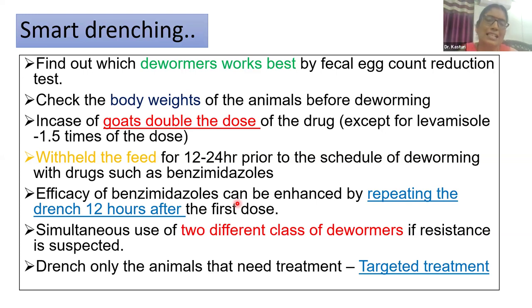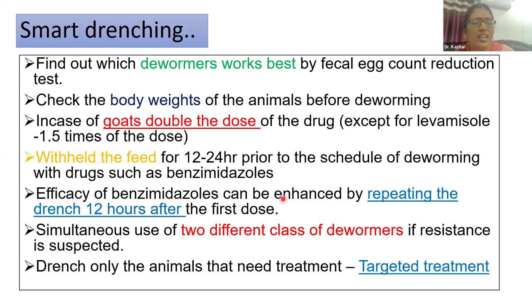And next thing is simultaneous use of two different classes of dewormers. If you are suspecting resistance to one particular class of deworming drug, then simultaneous use or concurrent administration of two different classes of dewormers can show increased efficacy, or an increased additive effect can be seen against the parasites.